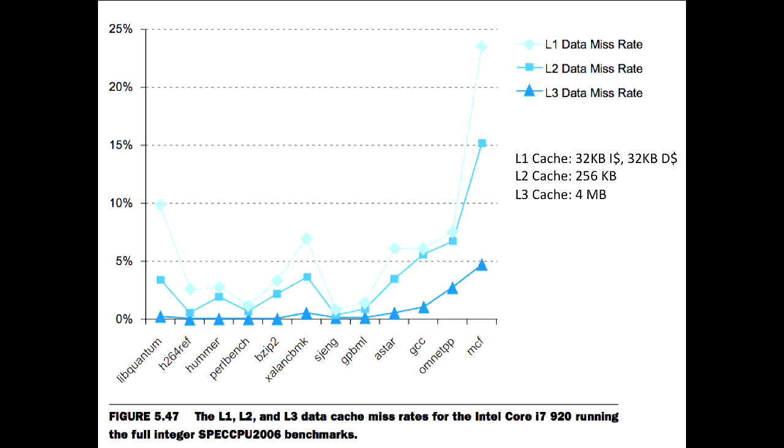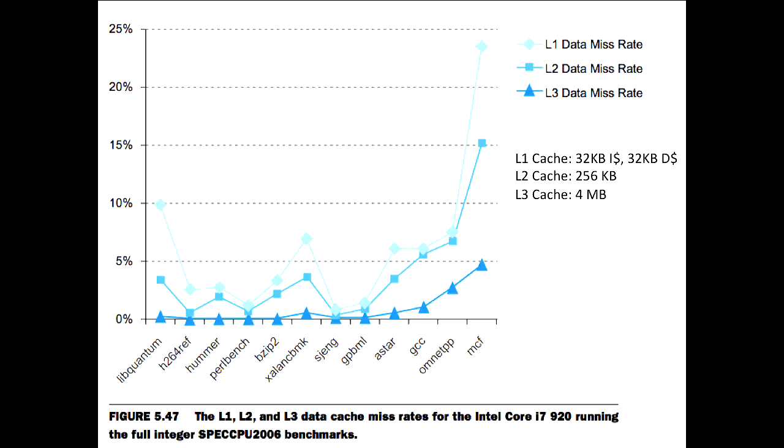So first question, are these local or global miss rates? Global, right? How did you know these are global miss rates? Right, level three is lower than level two, lower than level one. So every level is seeing fewer global misses. That's what you would expect in the memory hierarchy: level three is less than level two is less than level one. So you know these are global miss rates.